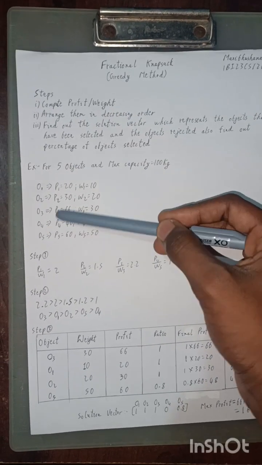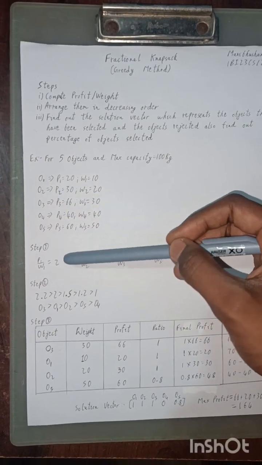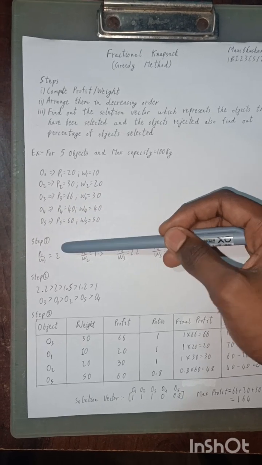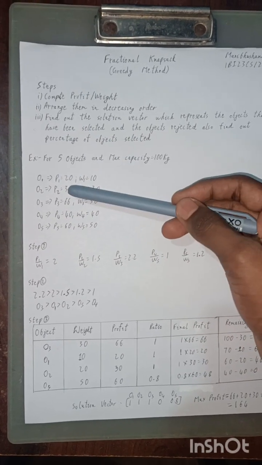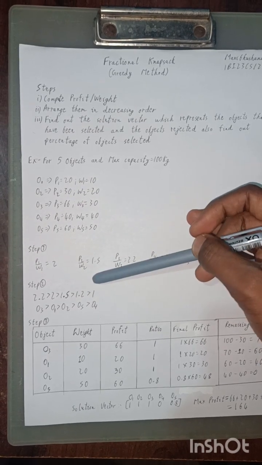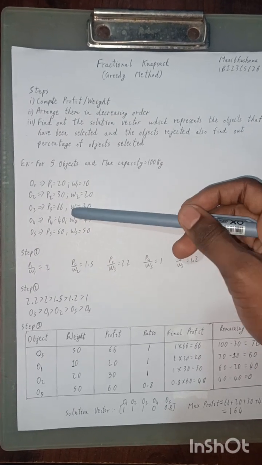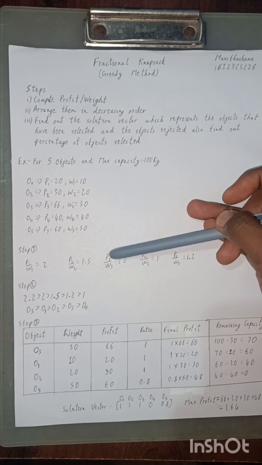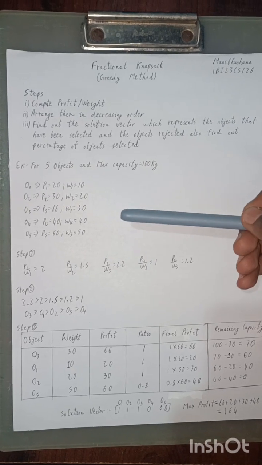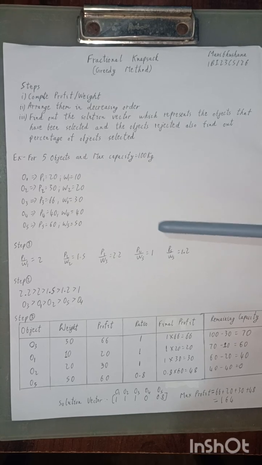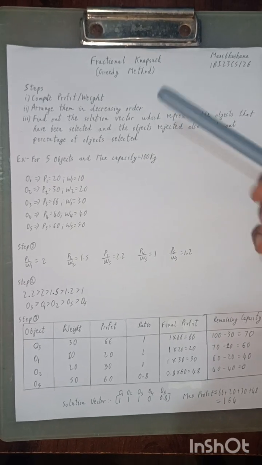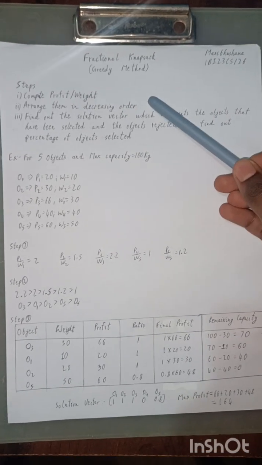For object 1, we need to do profit 1 by weight 1, which will be 20 by 10, and it is 2. For object 2, profit by weight will be 30 by 20, which is 1.5. For object 3, 66 by 30, which is 2.2. For object 4, 40 by 40, which is 1. And for object 5, it will be 60 by 50, which is 1.2. Next, step 2, arrange them in decreasing or descending order.